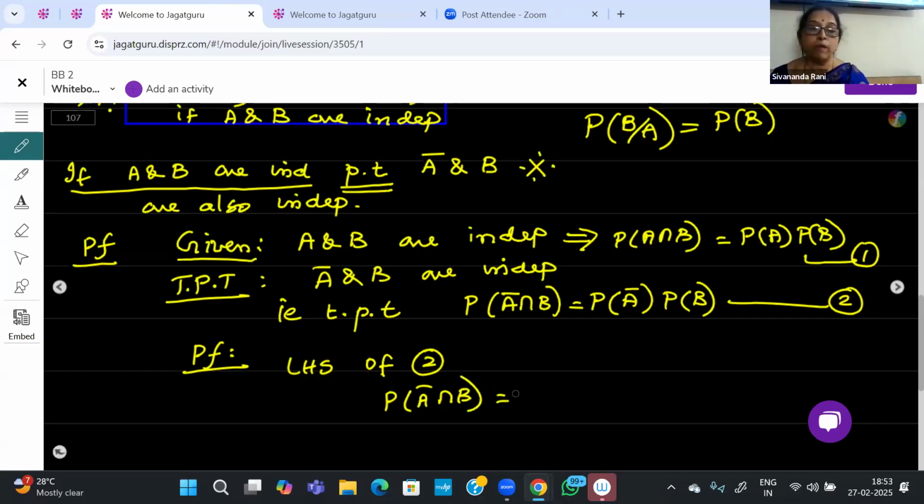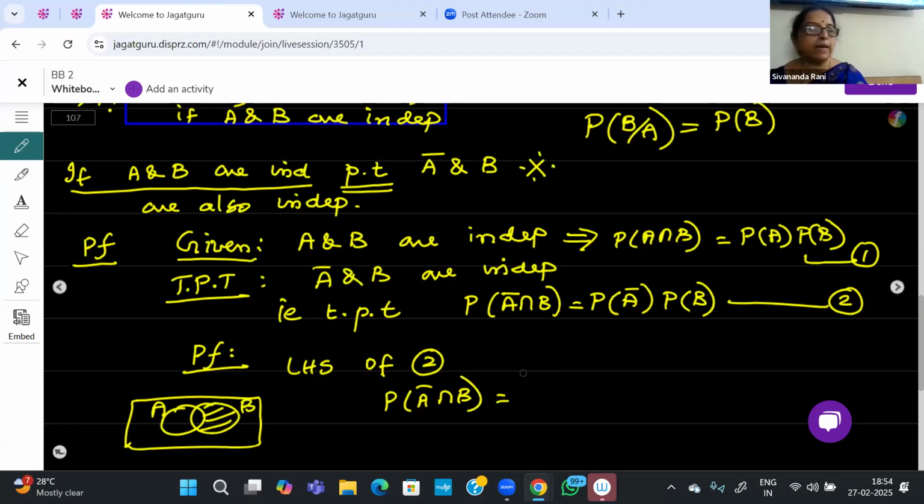Whenever I have to find the probability of any unknown event, what is my best way of finding out? Venn diagram. Okay, A bar intersection B. Where will it be? Where is A bar intersection B? A bar means outside A. B means inside B. So this one you'll be shading.